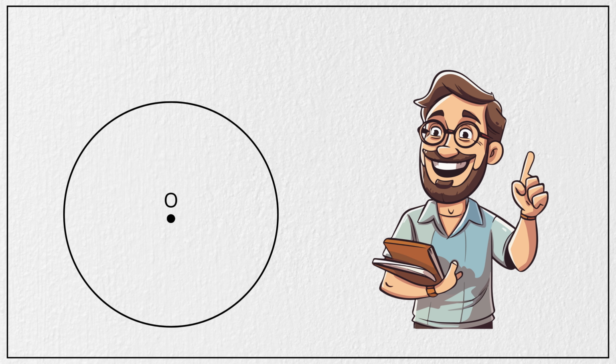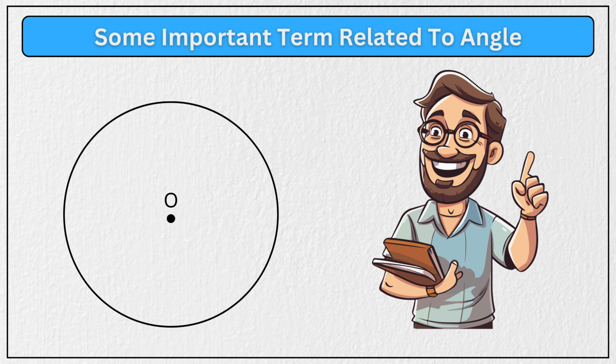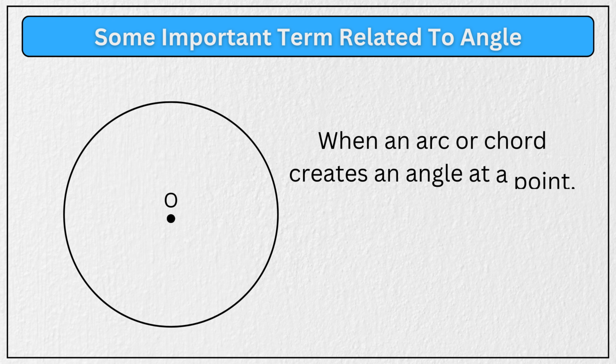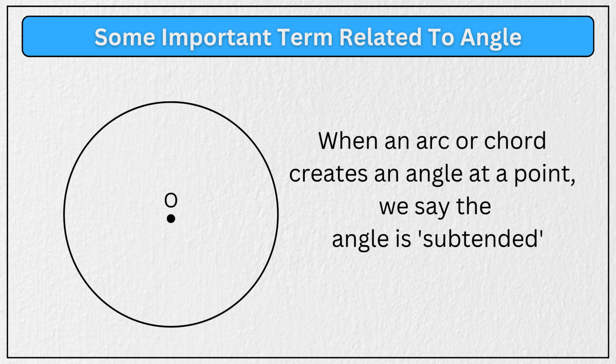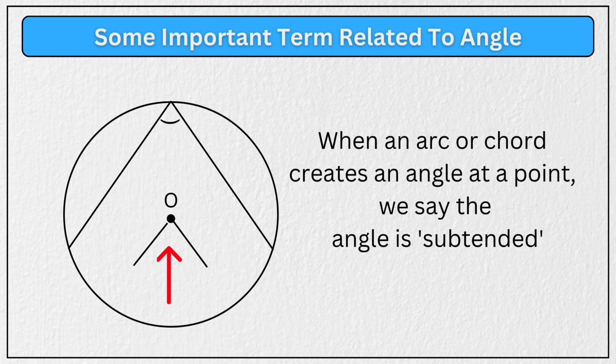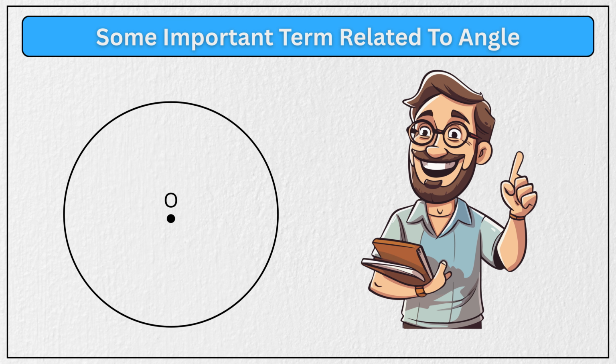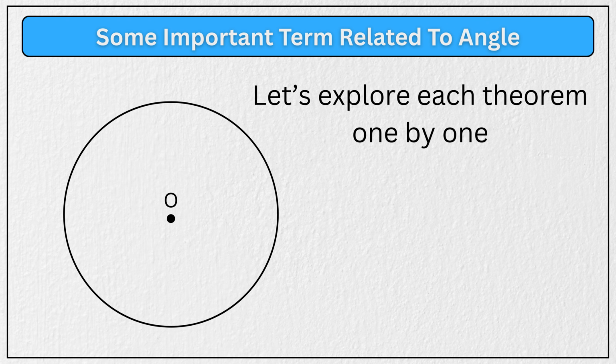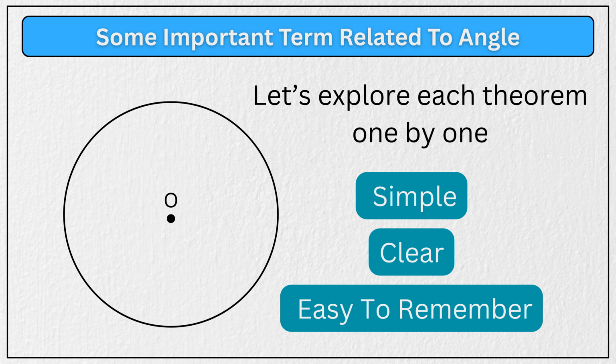Now let's talk about an important term related to angles. When an arc or chord creates an angle at a point, we say the angle is subtended. If the angle is formed at the edge of the circle like this, we say it is subtended at the circumference, whereas if it is formed at the center of the circle like this, we say it is subtended at the center. Now that we've covered all the basic terminology related to the circle, let's explore each theorem one by one, breaking them down in a way that's simple, clear, and easy to remember.